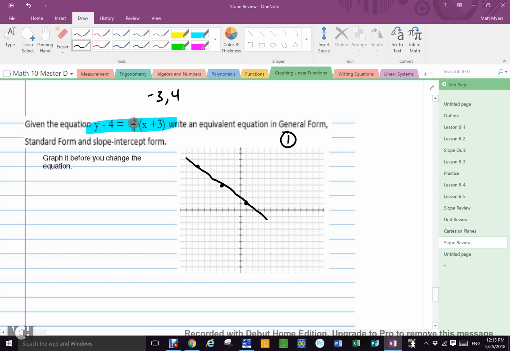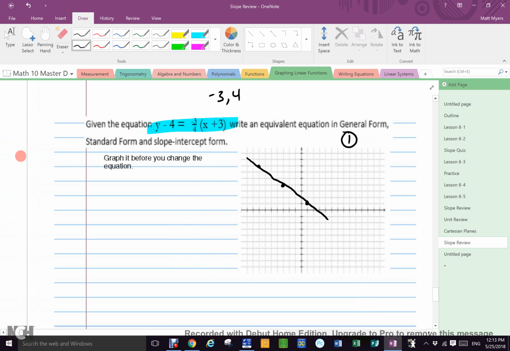So, I will remind you of the versions I'm allowed to use here. AX plus BY equals C. AX plus BY plus C equals 0. And Y equals MX plus B. There are some rules about these two. What are they?